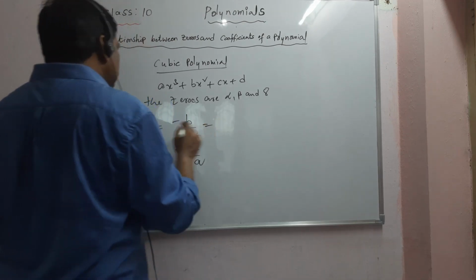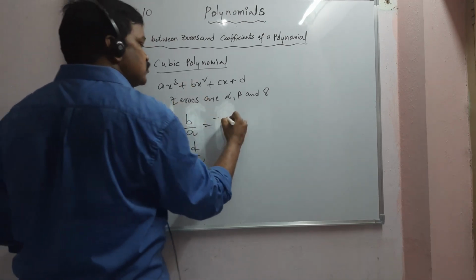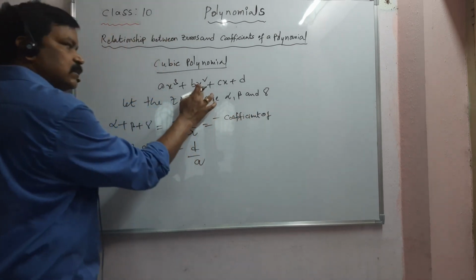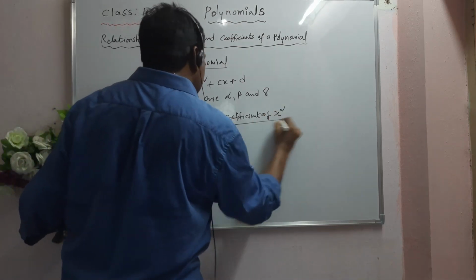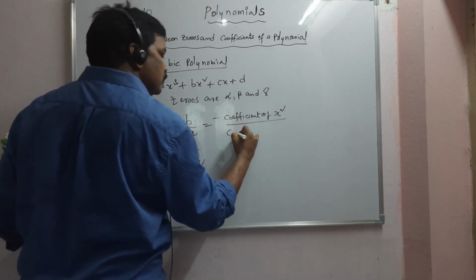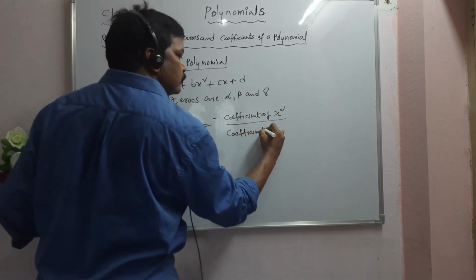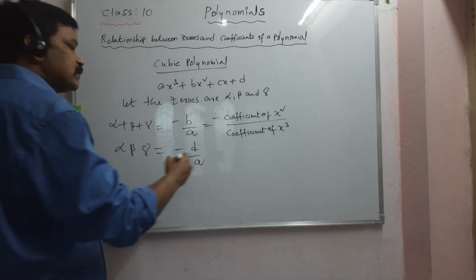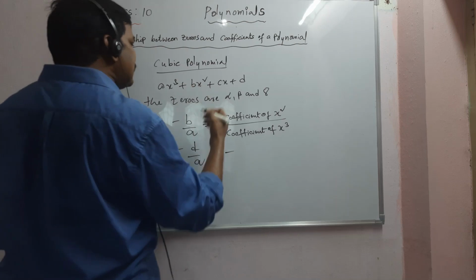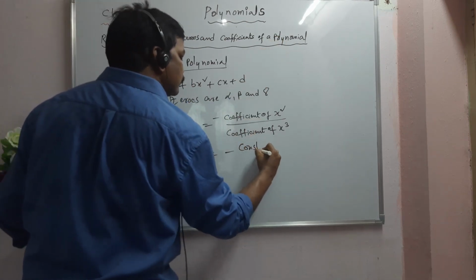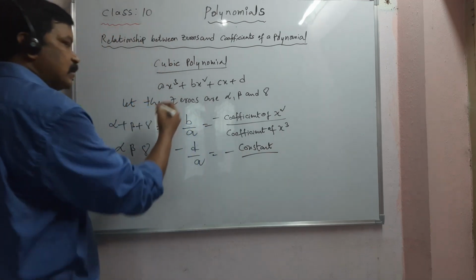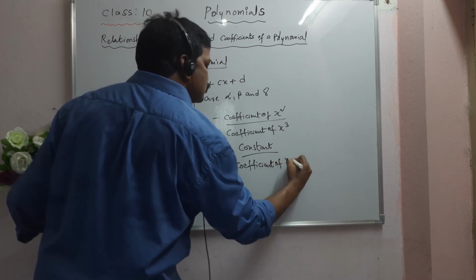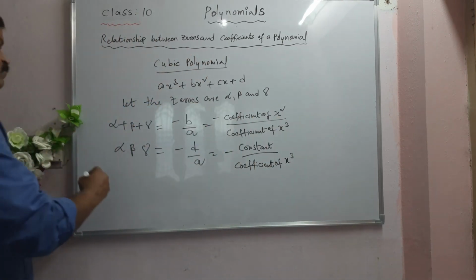See, I forgot to tell you here, minus b by a means, what is b here? Minus of coefficient of x square by a, which means coefficient of x cube. Alpha beta gamma, that means the product of the zeros, is minus d by a, that is minus of d, the constant term, by what is a? Coefficient of x cube. Understand, children?